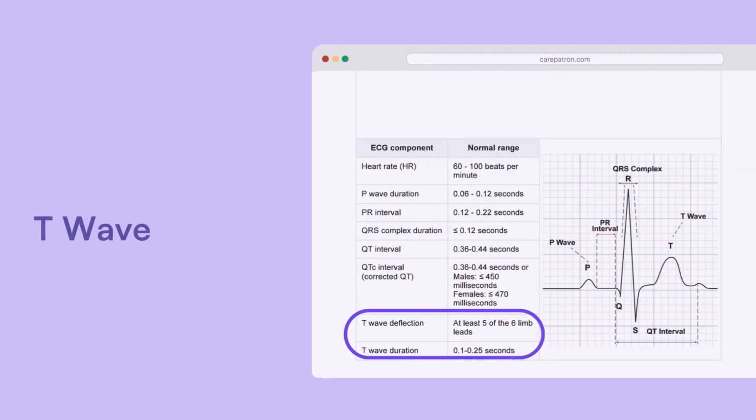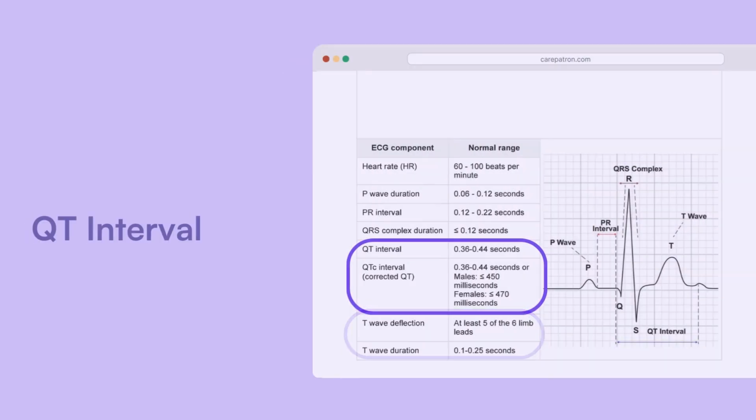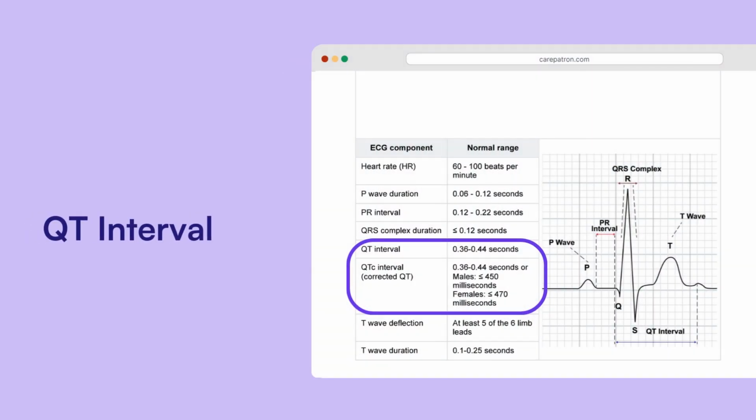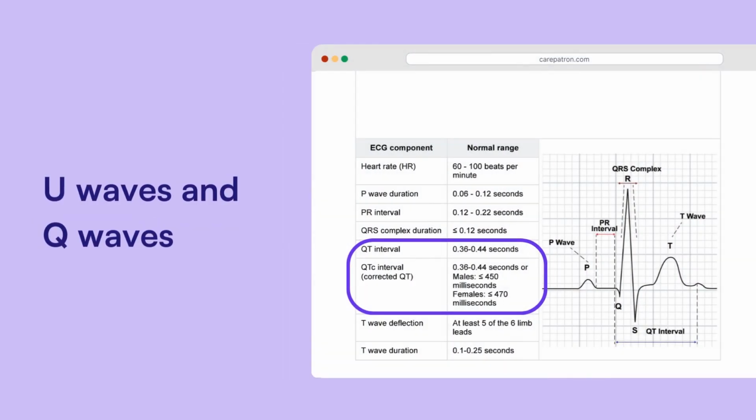T wave. The T wave indicates ventricular repolarization and is usually upright. QT interval. Measure the QT interval and correct it for heart rate using Bazett's formula. Normal QTc values range from 0.36 to 0.44 seconds. U wave and Q waves. The U wave is small and follows the T wave, often seen in hypokalemia.